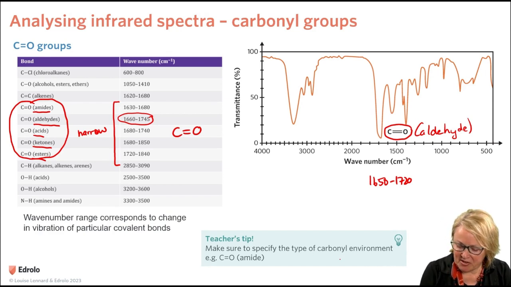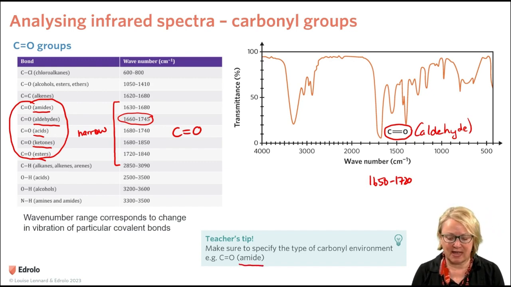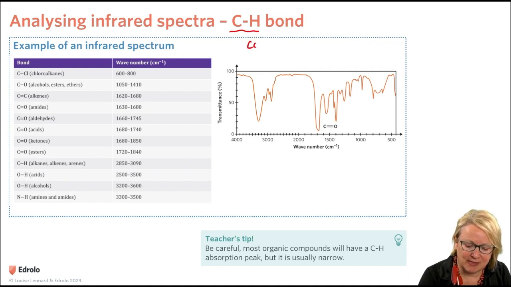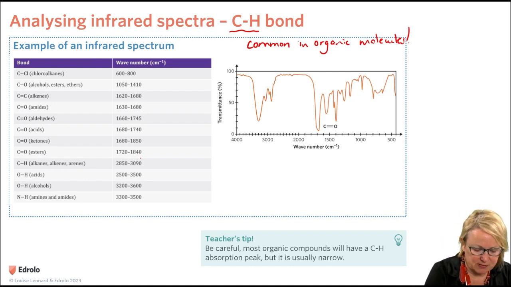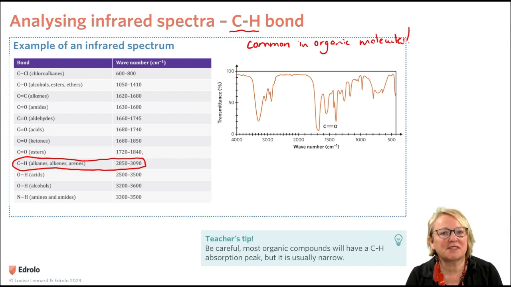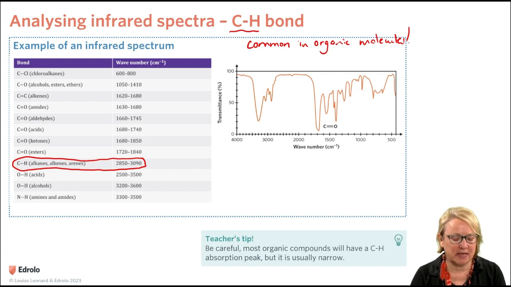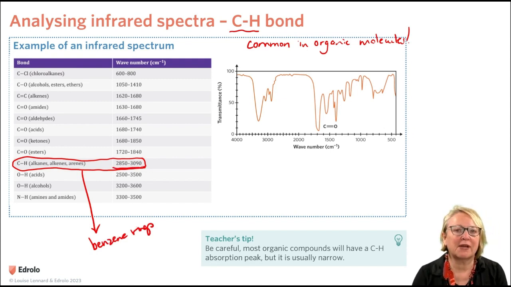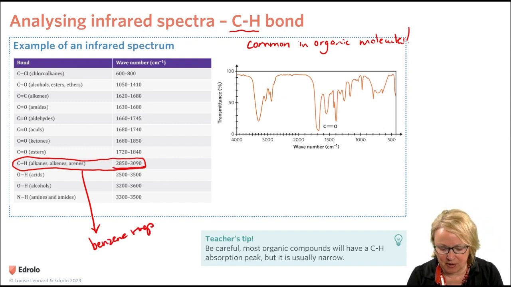Making sure that for carbonyl environments, we specify the type, so whether it's amide, aldehyde, or acid, for example. Okay, now the CH bond, very common in organic molecules. And if we have a look at the data book, you can see that a carbon single bond hydrogen group that's in alkanes, alkenes, and arenes, which are sort of benzene rings, has a wave number from 2850 to 3090.